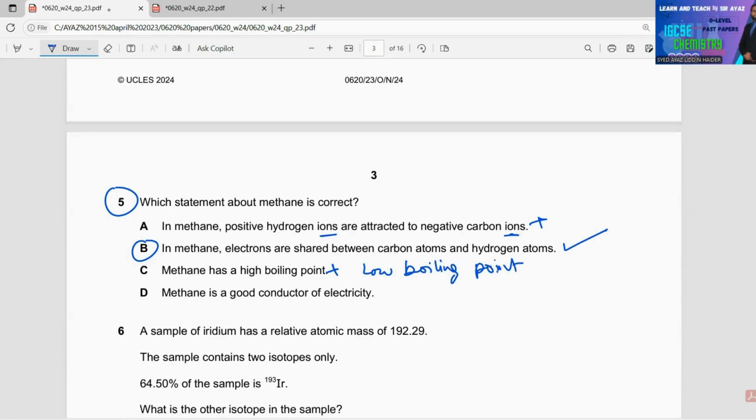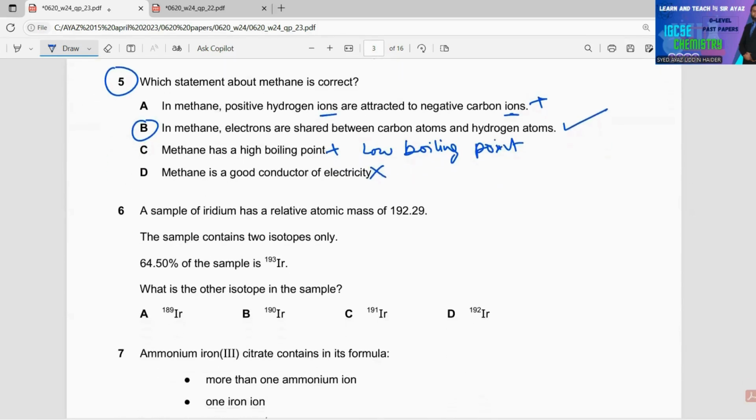Methane is a good conductor of electricity. It's a covalent compound. It does not conduct electricity. So this is incorrect. D must be the right answer in this case.